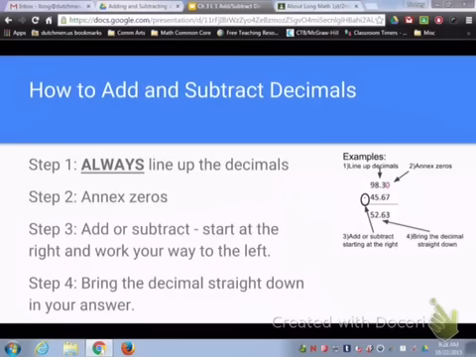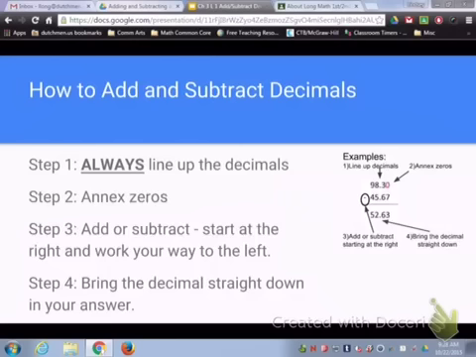The second step is to annex zeros. If you look at the problem to the right, we have 98 and 3/10 minus 45 and 67/100. Well, if we line up our decimals, there's nothing above our 7. So we have to annex or add a 0 to that spot to hold that spot so that we can work it out. The next step is then to add or subtract.